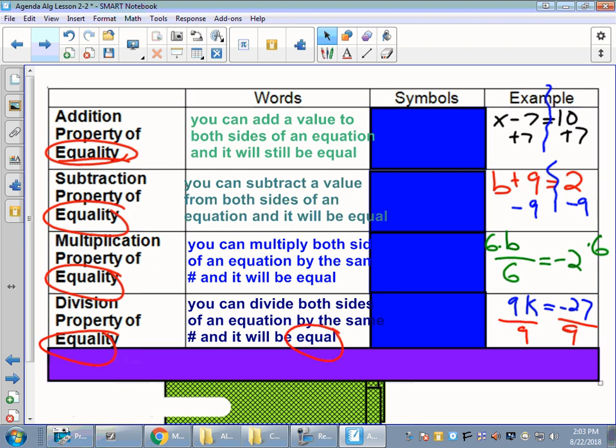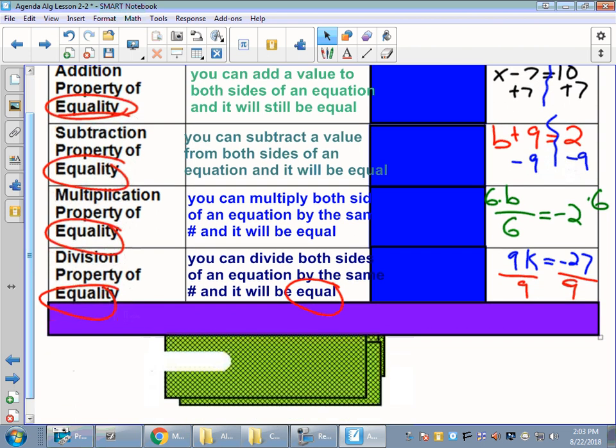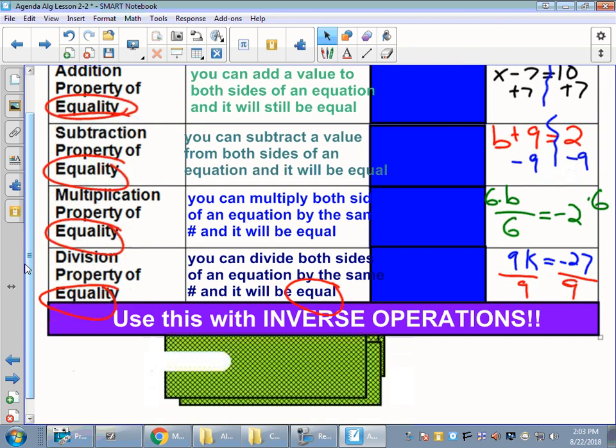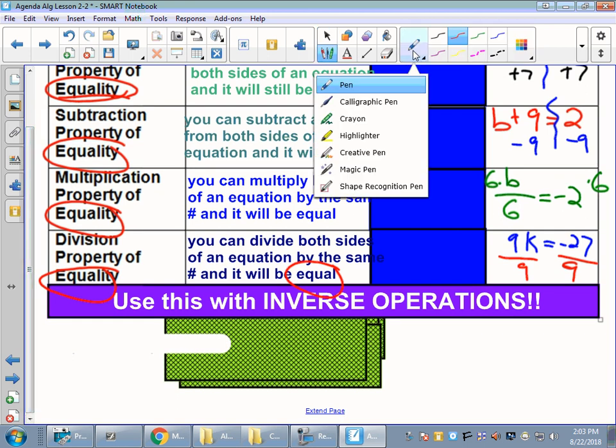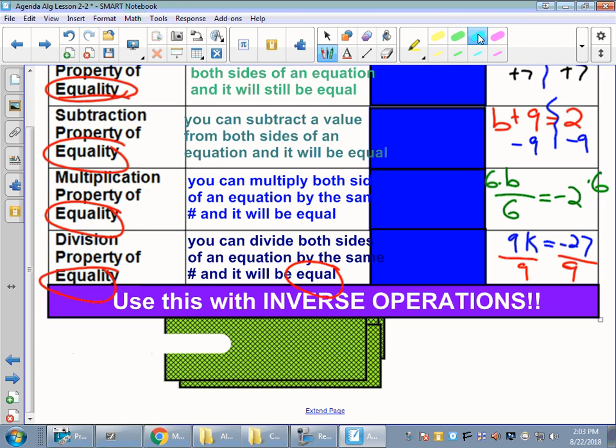Okay? And it's important to point out in this that we are using this with inverse operations. So what that means is when we take a look at up here, this 9, we talk about isolating the variable. So if the variable is k, if we're looking at 9k, okay, what's happening to the k right now? It's being multiplied by 9. So the inverse operation is divide. The inverse of multiplication is divide. So we're doing the opposite. It's being multiplied by 9, so we're going to divide by 9.